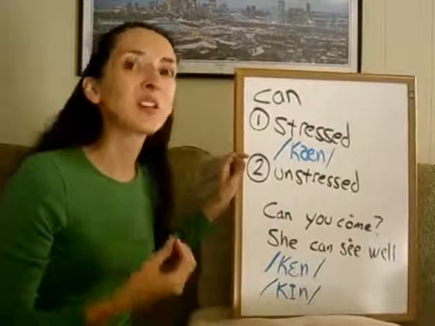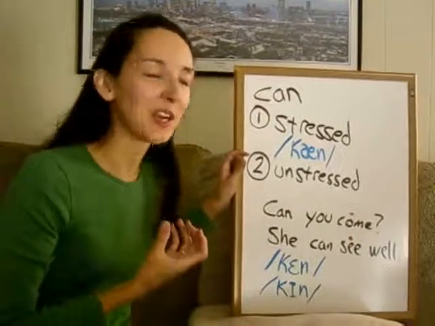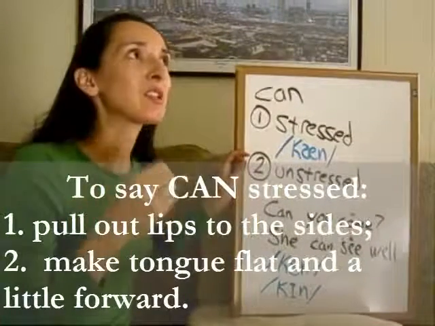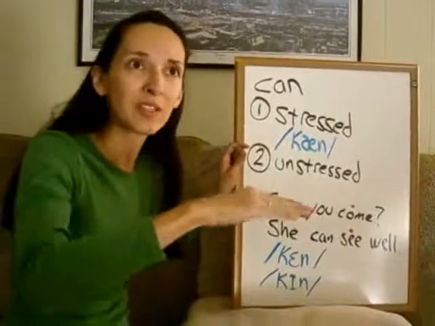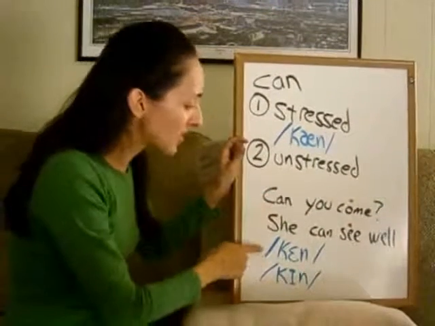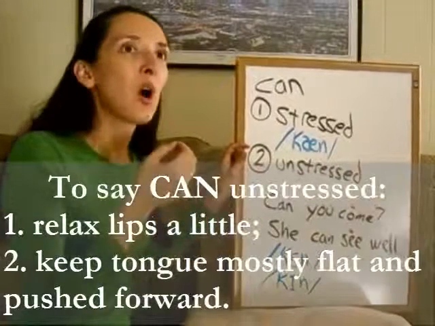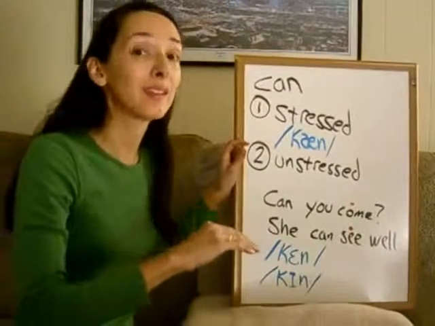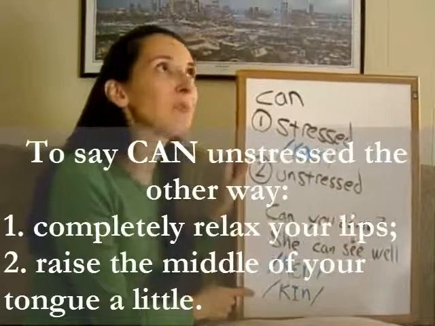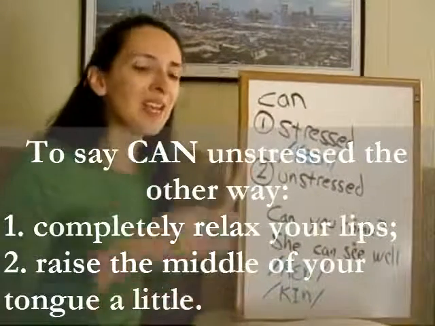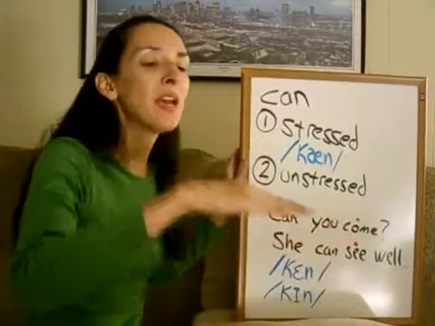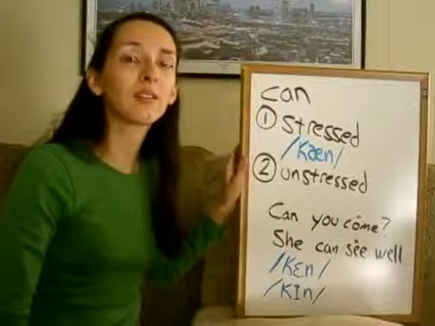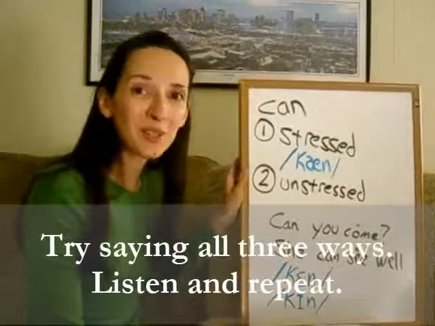What also may help is to understand how you move your lips and your tongue. The stressed can makes you pull your lips out, and your tongue is rather flat and pushed forward. Can. When it's unstressed, using this first pronunciation, your lips are slightly more relaxed, but your tongue is still flat and pushed forward. Can. In the second alternative pronunciation, your lips are completely relaxed and your tongue is no longer flat and pushed forward. The middle part is actually pushed up a bit. Kin, kin, kin.